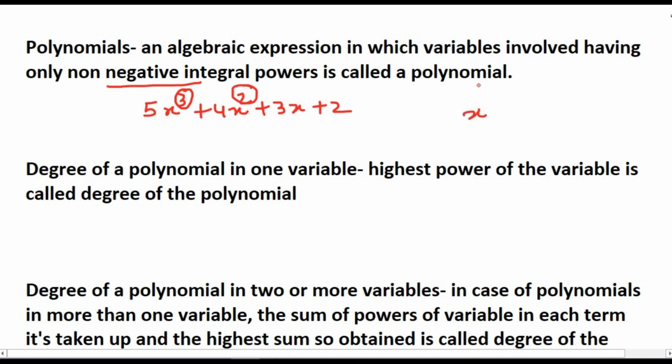Whereas if I write like this, it is not a polynomial because the power of the variable is a fraction. It should be a non-negative integral power. That means it should be numbers like 3, 2, 1, etc. It should not be a fraction and it should not be a negative number. Again, this is not a polynomial because the power is a negative number. So these two are not examples of polynomials. For an algebraic expression to be a polynomial, its powers should be non-negative integral powers.